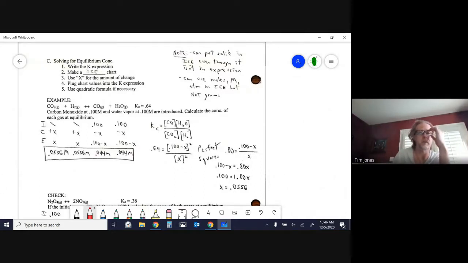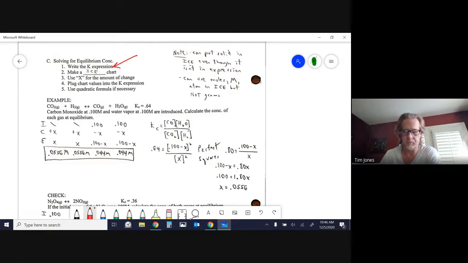All right, solving for equilibrium concentration. So a common problem that you're given is you'll be told about a reaction, you'll be told something about concentrations, and you'll be asked, once this reaches equilibrium, what is the concentration of every chemical? Well, start by writing your K expression just to get it done. You're going to need it.